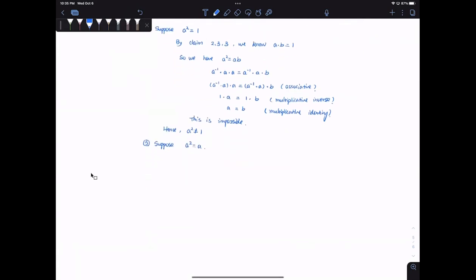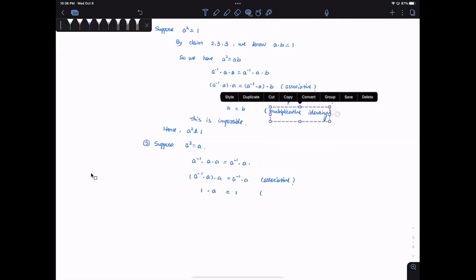Then you multiply both sides by A inverse again, and then you use brackets to calculate them first. Oh, what did I do? I don't have another A here, sorry. Associative. And then this will give you 1 multiplied by A equals 1. That's multiplicative identity.